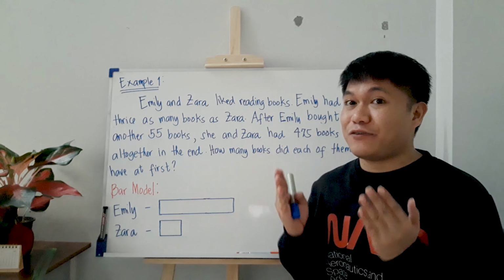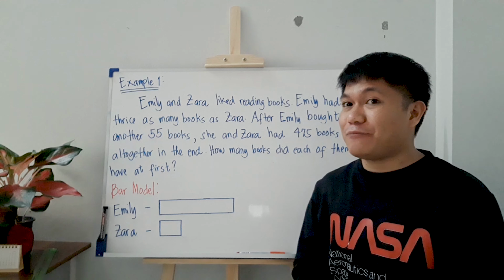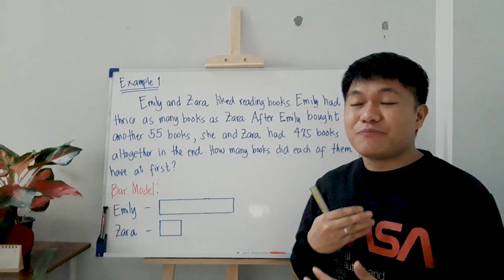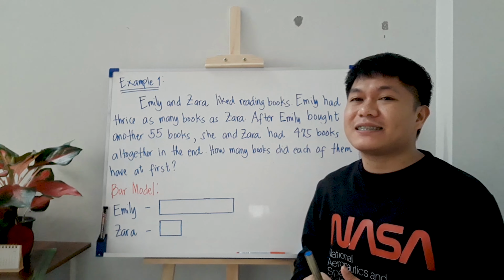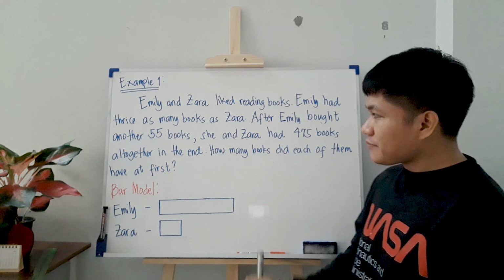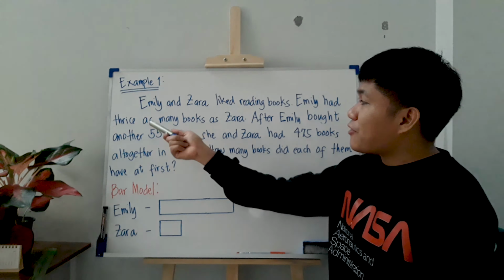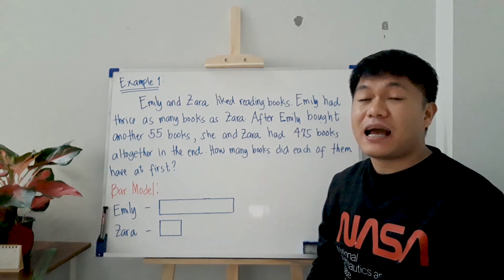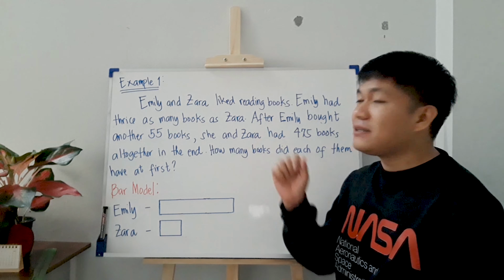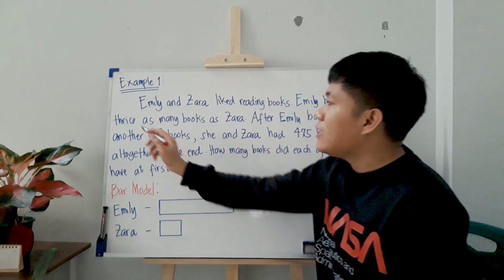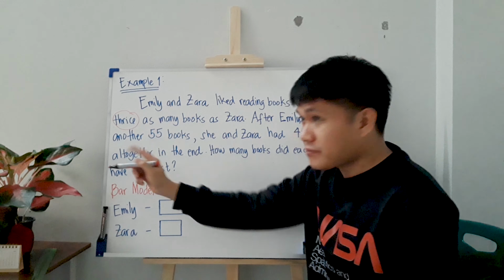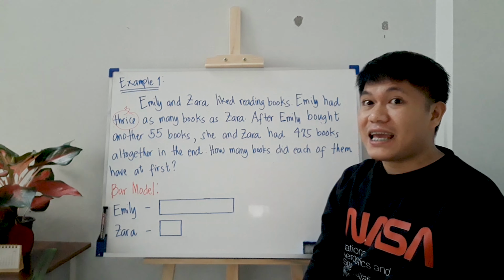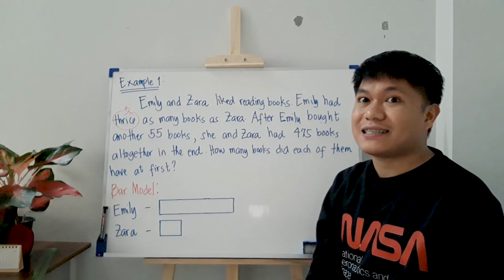So we are going to identify first the keywords and the phrases that will help us to solve this problem, and then we are going to represent that in a bar model to make us visualize the problem and help us really understand it. So first, here is: Emily had thrice as many books as Zara. We all know that Emily has more books than Zara because Emily has thrice as many books as Zara. So let us not neglect this. Thrice means 3. So Emily has 3 times as many books as Zara.